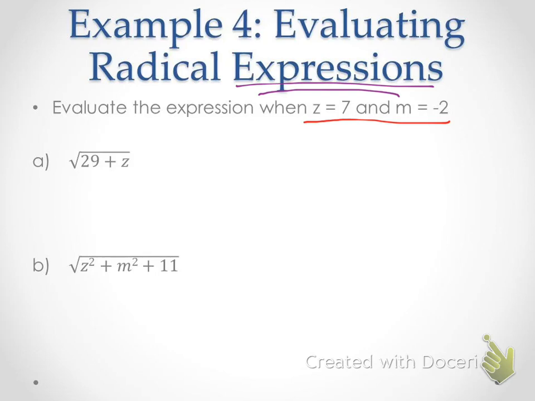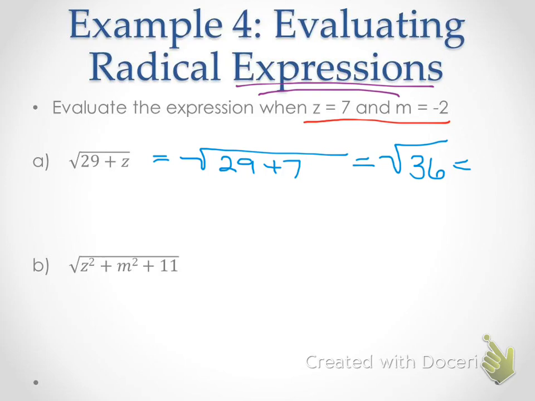All right, so in A, I have the square root of 29 plus z. I know that z equals 7, so the square root of 29 plus 7 equals the square root of 36. And the square root of 36 is what? It is, class? It is 6. So that would be my answer.